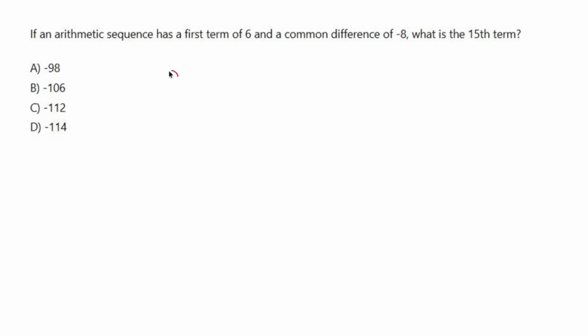Well, let's whip out the arithmetic sequence formula. a sub n, which means the nth term, is going to equal a sub 1, which means the first term, plus n minus 1 times d, the common difference. All we have to do here is basically label stuff and plug stuff in. The first term, a sub 1, is 6. Common difference, d, is -8. Since we care about the 15th term, that's going to be n.